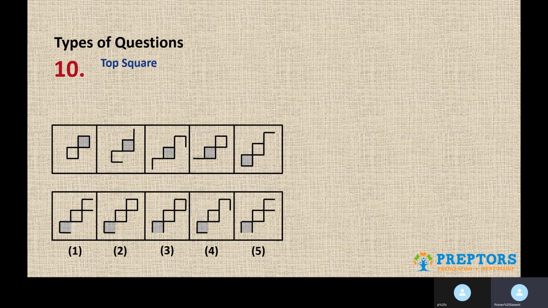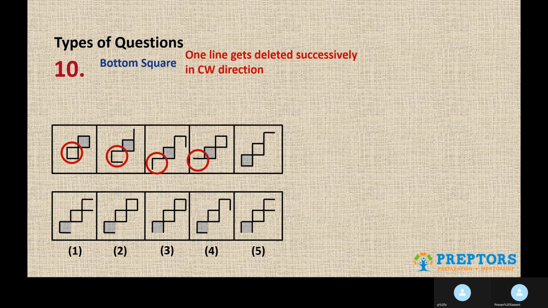Now in this, if you observe, this is the top square and this is the bottom square. Now one line gets deleted successively in clockwise direction of the bottom square. That means, if you have not understood, you could see this figure. Line 1 is deleted from the right. Then the second one is deleted, the bottom one. Then the left one. And then the top one, the remaining one. Okay, so this is how the line gets deleted.